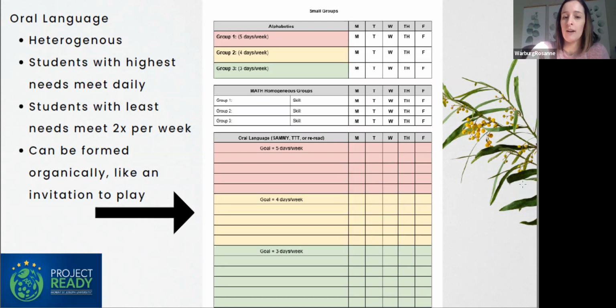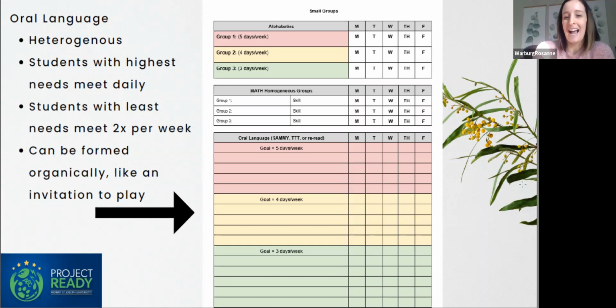And then our students who are kind of around benchmark or above benchmark, I can invite them every day, but it isn't as much, I don't want to say it's not as much of a priority, but those students we don't necessarily need to see every day in these small group oral languages.